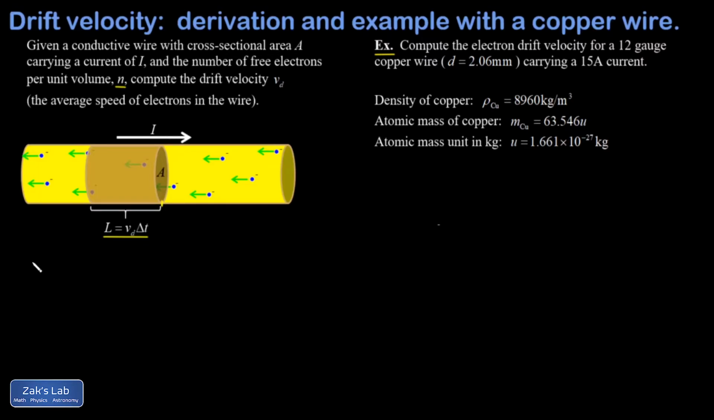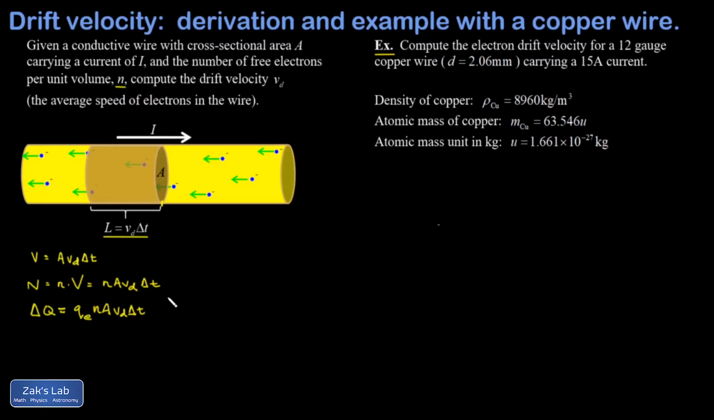Now the volume of that little cylinder is just given by the area of the base times the length. And because little n is the number of free electrons per unit volume, I can take little n and multiply it by volume to get the number of electrons in there, and I'm going to call that capital N. Now if I take the number of electrons and multiply by the charge per electron, I should get the total amount of charge that's passed through this cross-section of A in a time of delta t.